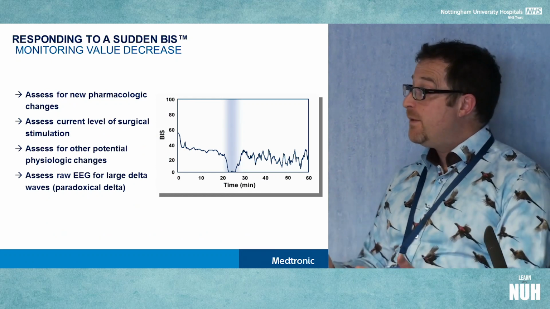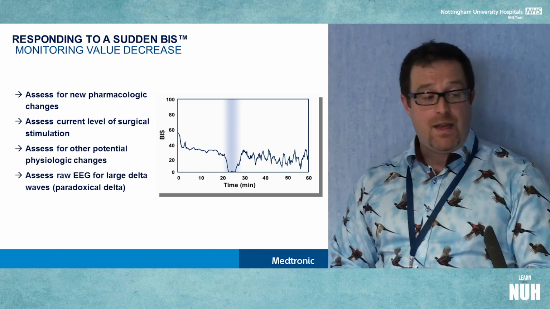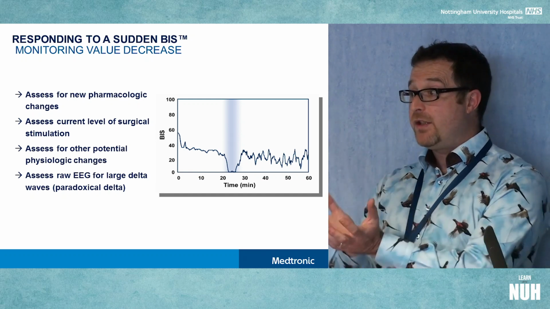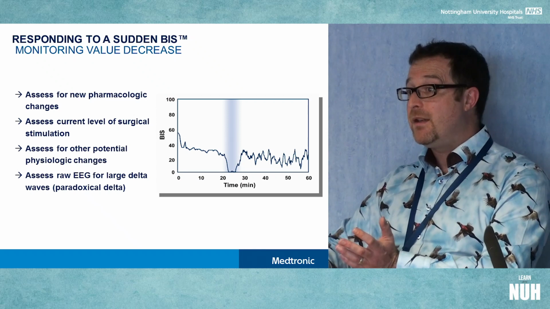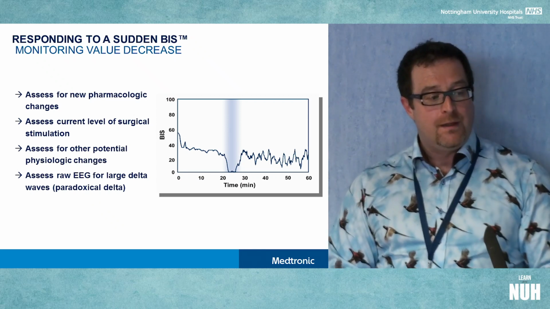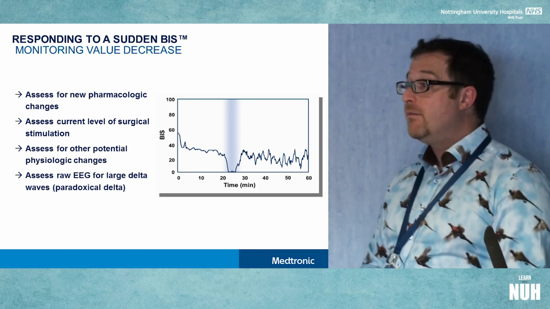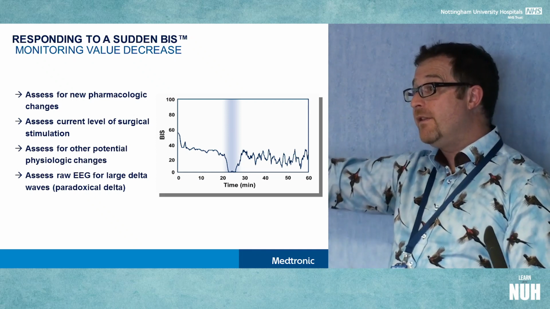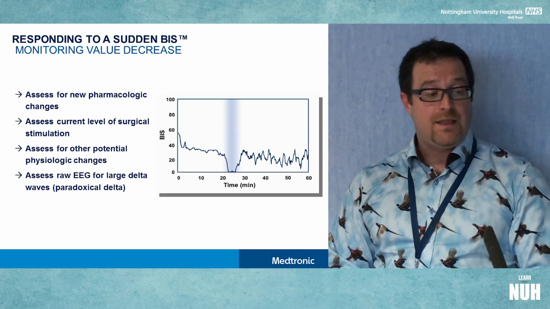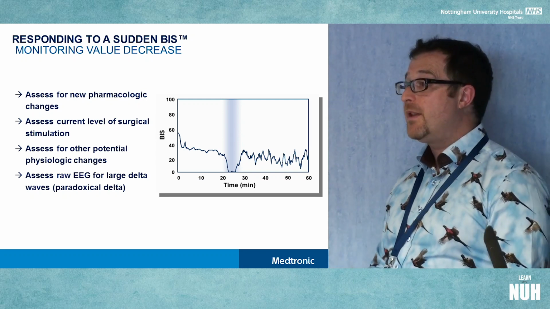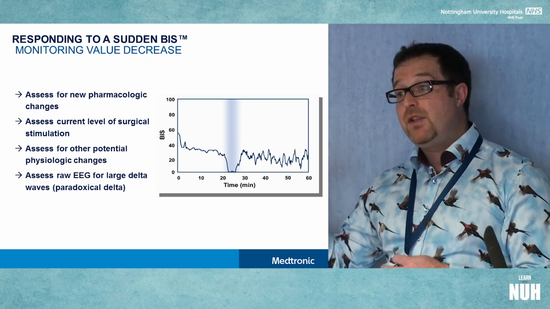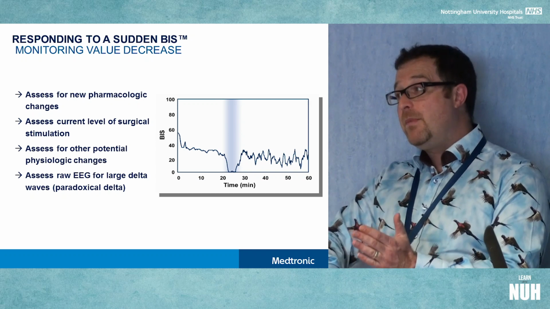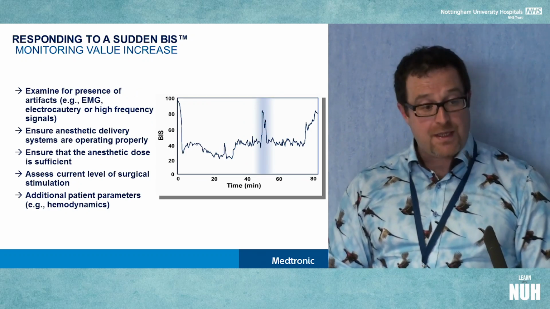So sudden drops in BIS, we talked a little about before. And it could be a pharmacologic change, so you've increased analgesia, you've given a muscle relaxant. If you had a lot of higher level artifact, that could drop the BIS lower because it takes that artifact away. It could be a paradoxical delta, which is a phenomenon that occurs occasionally, where you'll see a constant delta wave that could give you a low BIS. And it could be a reduction in surgical stimulus. The other thing it could be, which I mentioned earlier, is cerebral hypoperfusion. If you get moderate to severe hypoxia, the BIS drops to zero. We can sometimes find that's the case.